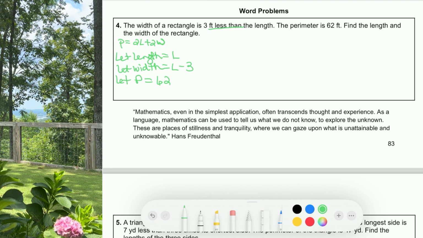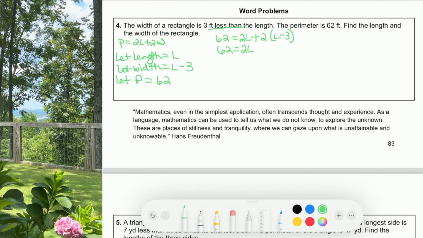All right, so let's plug in our pieces. We have 62 for P. 2 times the length is 2L. 2 times the width is going to be 2 times L minus 3. 62 equals 2L. 2 times L is 2L. And then 2 times negative 3 is minus 6. Combine like terms. We get 4L minus 6. Now I need to add 6 to both sides.